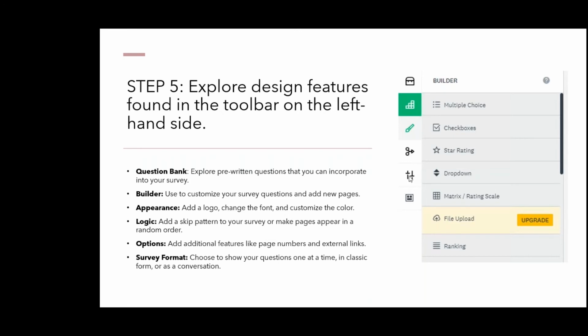The next button on the left-hand toolbar is the options button. You can add additional features to your survey like page numbers or external links and more. And then finally, the last button, which has the 3 little boxes in the larger box, is if you would like to customize your survey format. So again, it's those 3 options. Perhaps we selected classic initially when we were setting up our survey, but now we change our mind and we would like our questions to come up one at a time or in a conversation format. You can always change that, and that's how you would do it.